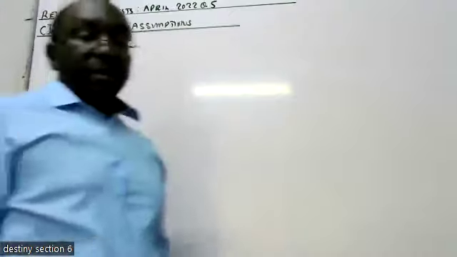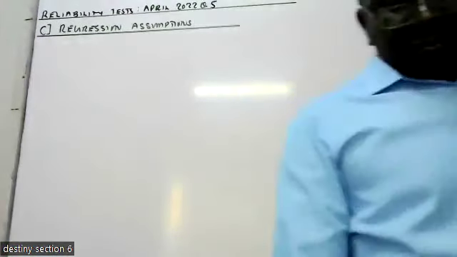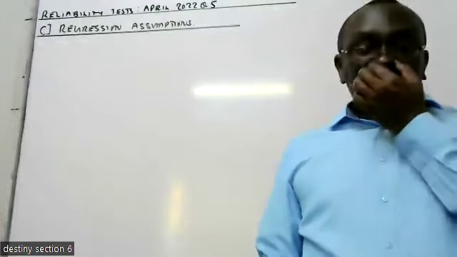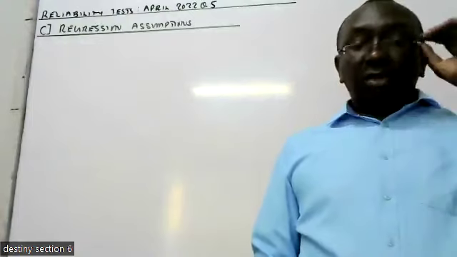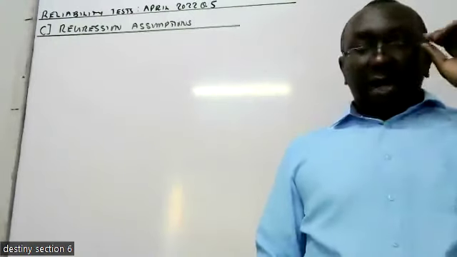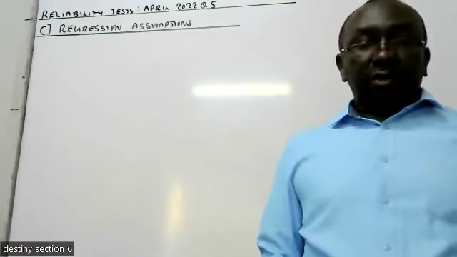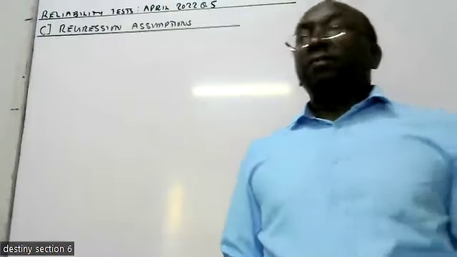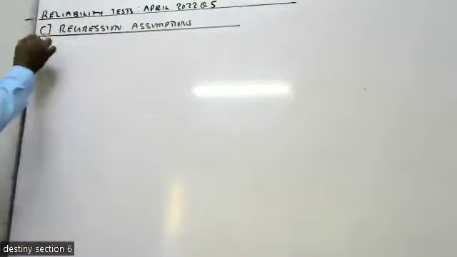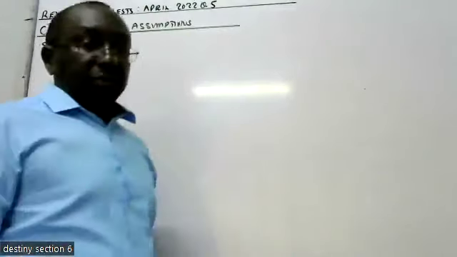Now, in this one, there is very little to write, because they are more of the observations. The assumptions are more of the observations, so there is almost nothing to write. So what I would like you to do is to follow the discussion, what is in the notes. There are 6 assumptions.